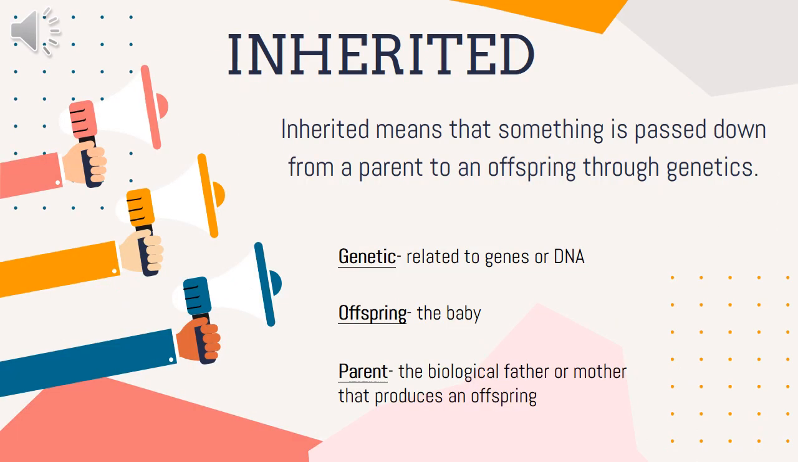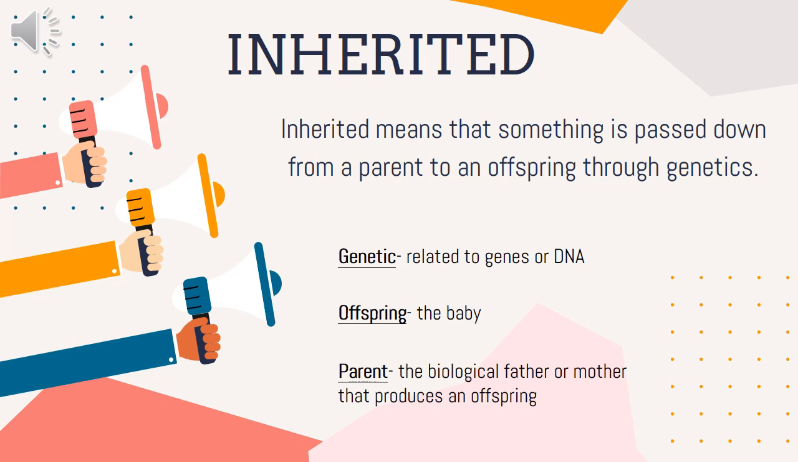We're going to start with the word inherited. Inherited means that something is passed down from a parent to an offspring through genetics. Now, within that definition, there are several words that you have to understand. Genetics relates to the genes you have, or the DNA. So it's coded into your body and it's passed down from a parent.